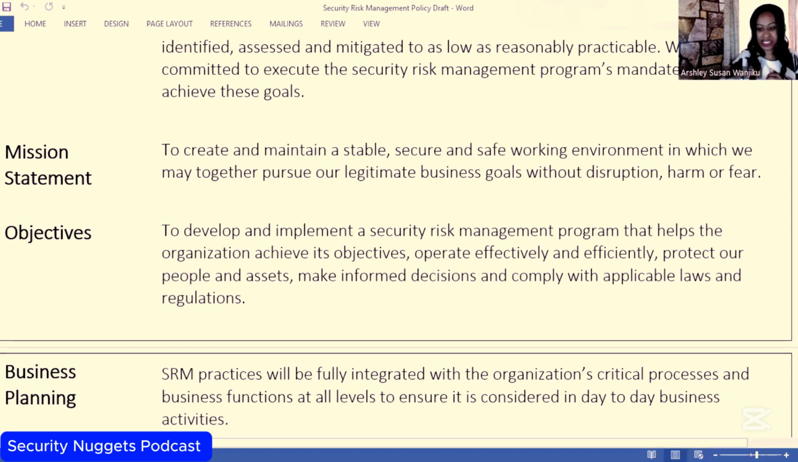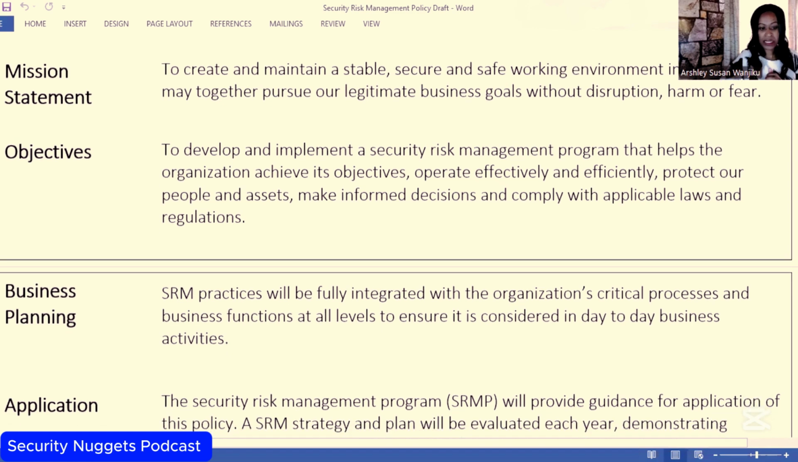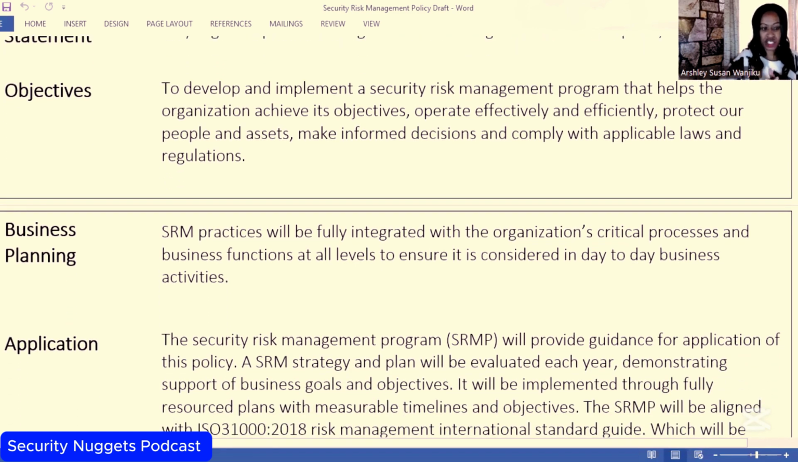Now, when it comes to business planning, this is what we are hoping to do through the program as far as business planning is concerned. Security risk management practices will be fully integrated with the organization's critical processes and business functions at all levels to ensure it is considered in day-to-day business activities, okay?